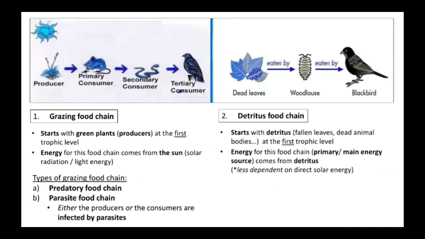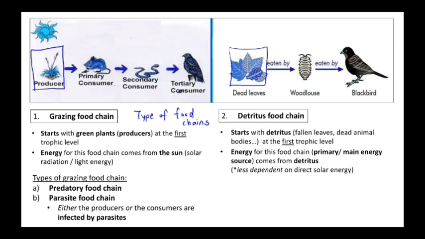And we have two types of food chains. These are the types of food chains. We have one that we call the grazing food chain, and another one we have, the detritus food chain. How is the grazing food chain different from detritus food chain? It all depends on the first organism that starts.